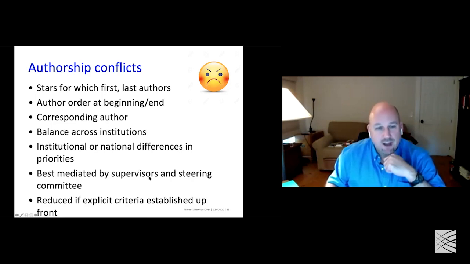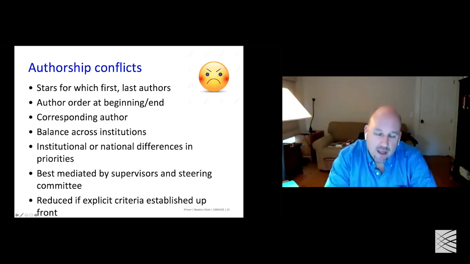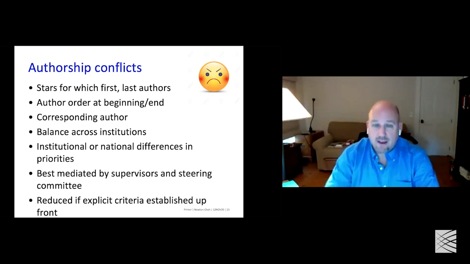I would say resolving these conflicts can be challenging. It's best mediated by supervisors and by the steering committee. And so it's helpful when the steering committee is not only people who are directly supervising all of the conduct of the work, because then there aren't so many third-party members who can comment on exactly who contributed what or reflect that. And I think these conflicts can be reduced if explicit criteria or principles of authorship are established up front that can serve as a guide.